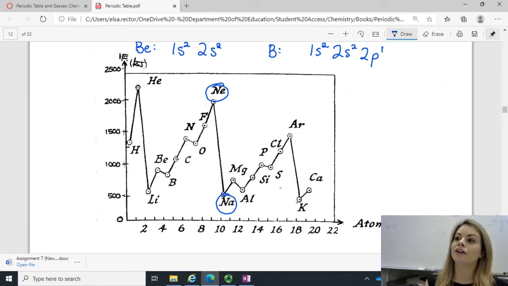So for neon, we have a full valence shell, don't we? For sodium, we've got 1 electron in the valence shell. Not only that, but it's much further away than neon's valence shell, isn't it? Because it's an extra shell after neon's valence shell. Okay? So there is less electrostatic attraction.